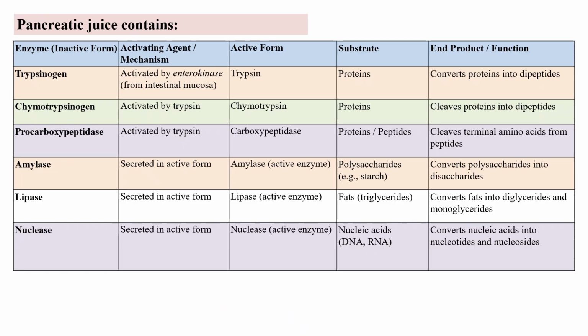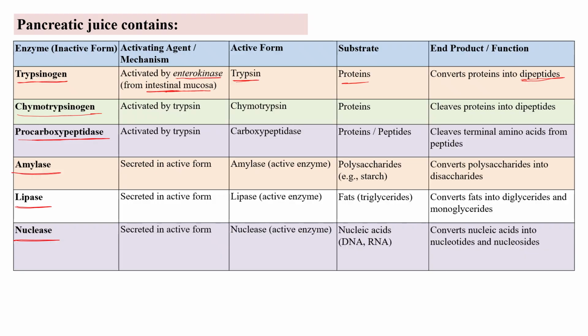Now pancreatic juice. Pancreatic juice contains the following enzymes in the inactive forms, like trypsinogen, chymotrypsinogen, procarboxypeptidase, amylase, lipase, nuclease. So the trypsinogen is activated by enterokinase secreted from the intestinal mucosal layer, and it converts the inactive form of trypsinogen into active trypsin, which acts on protein and converts it into dipeptides. That is, it breaks down protein.